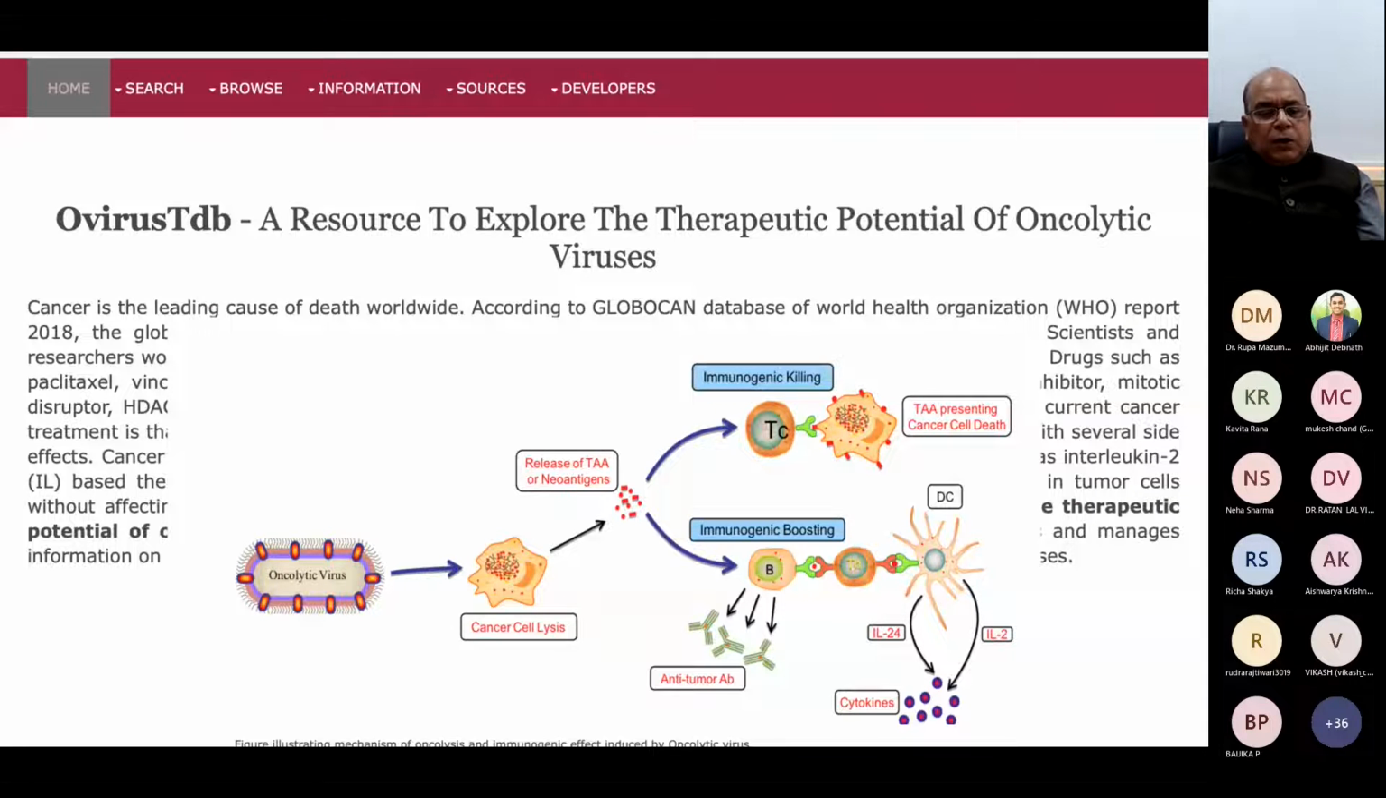This is ORS-TDV, a resource to explore the therapeutic potential of oncolytic viruses. We all know that viruses are responsible for different types of disease. But at the same time, a number of viruses are used nowadays for the management of disease. There are some viruses which work as oncolytic viruses, which can be used to treat cancers as well as to deliver immunity. So it's very important to collect and compile them.